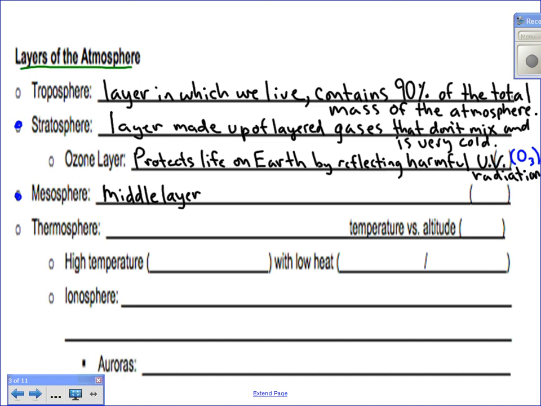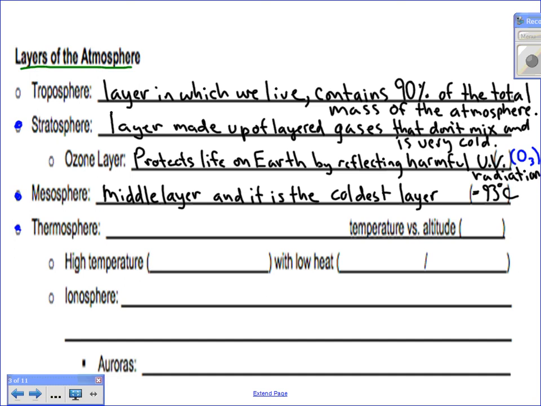Okay, so this is the middle layer, and it is the coldest layer. Right here we have -93 degrees Celsius. It's very cold. And like I said before, it's because the density of the gases is lower here.